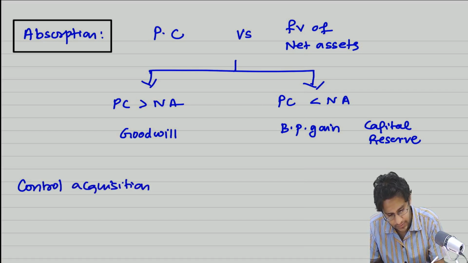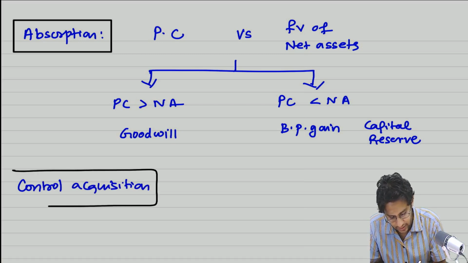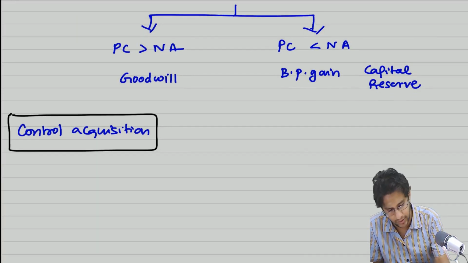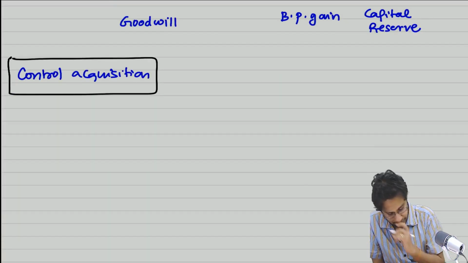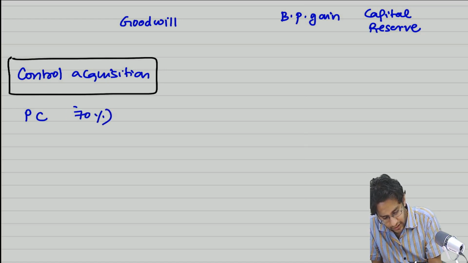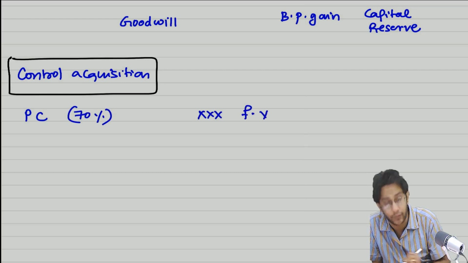That means a parent-subsidiary relation is getting created, but the other entity, the acquired entity, is not yet liquidated. In that case, suppose you have purchased 70% shares. For that 70%, whatever is the price you are paying at fair value, you have to consider that.